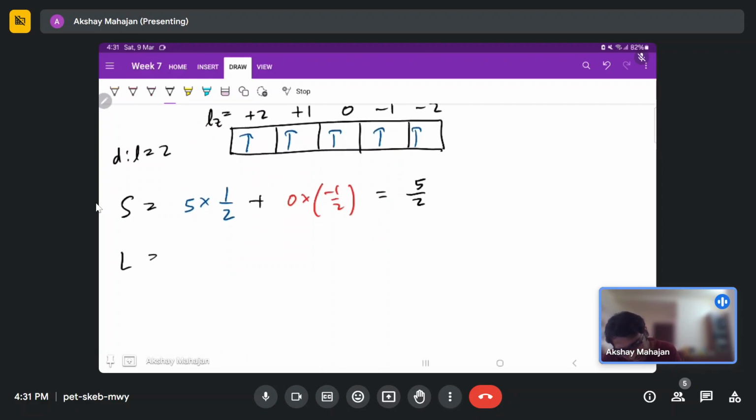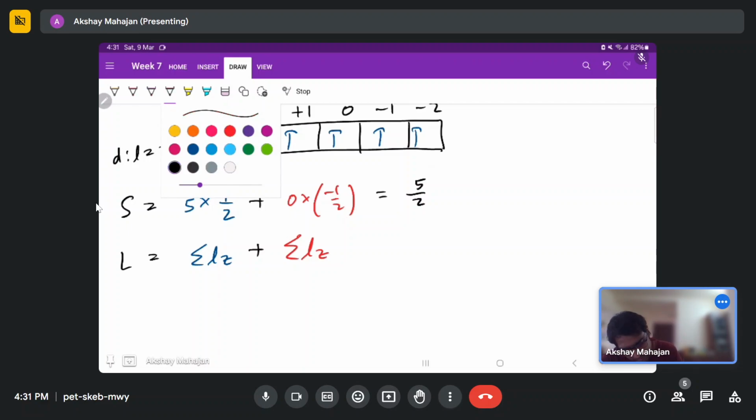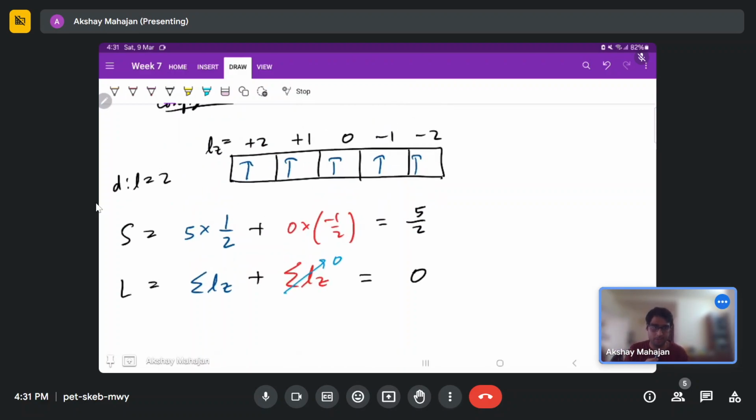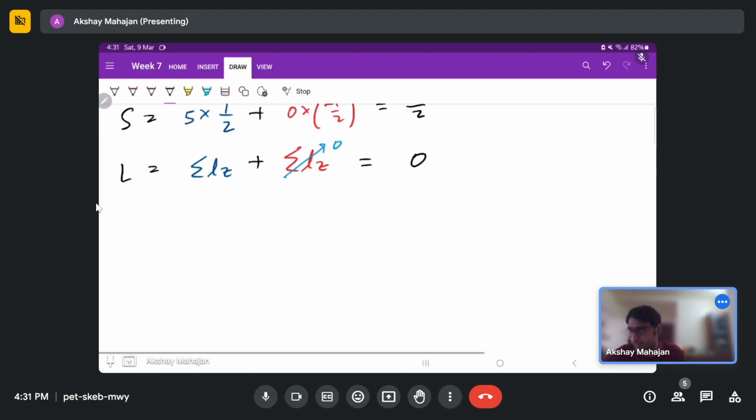Right, and L will be equal to summation of Lz for spin up plus summation of Lz for spin downs. Okay, and we don't have any spin downs, that will be 0. And spin up also, basically all of them summation will be 0, as you can see, plus 2 plus 1 minus 1 minus 2, the summation will be 0. Alright, and here L is not equal to S, so this is not going to be our answer. We're going to solve it completely.